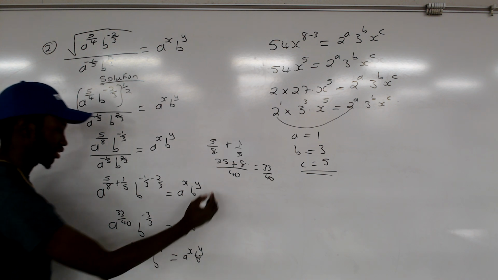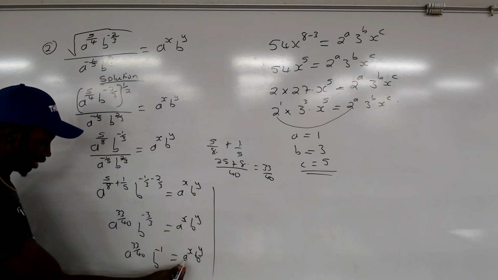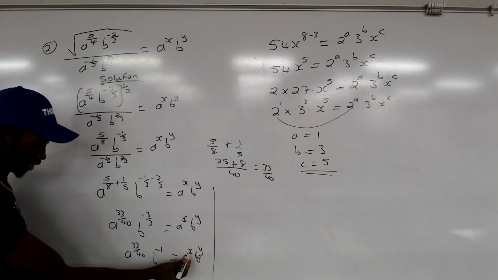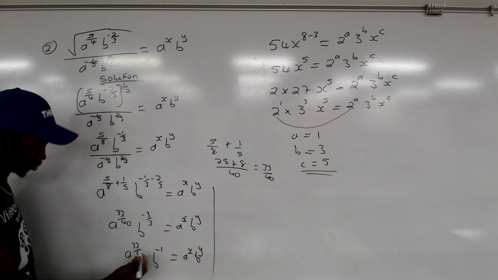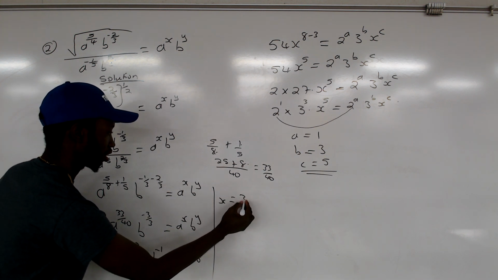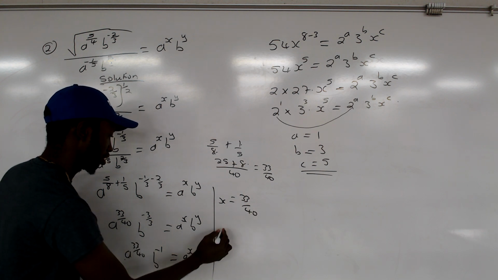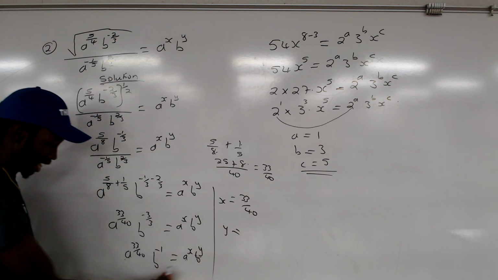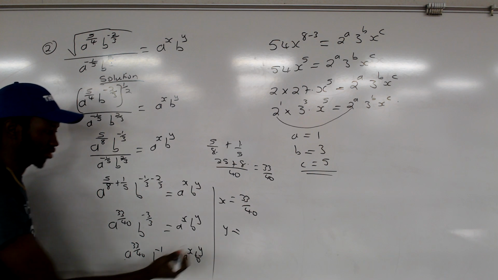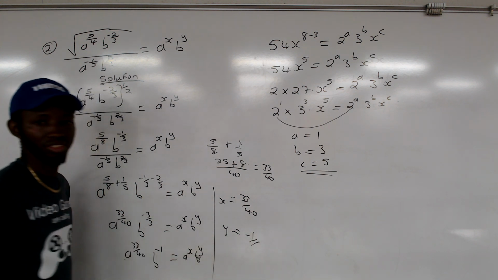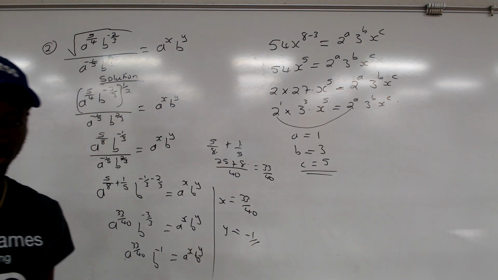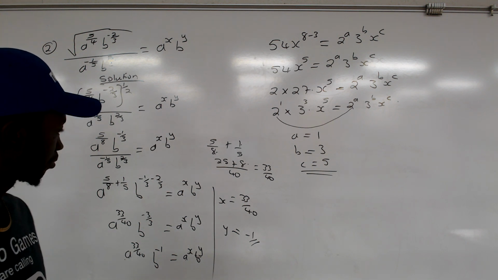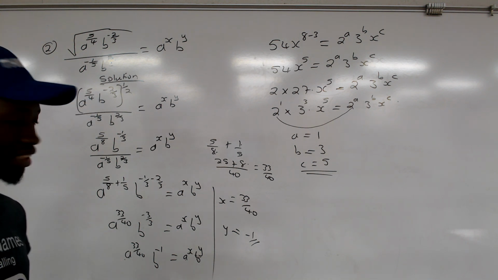In this case, if we compare a and a, the power of a here is x, so x equals 33 over 40. As we also compare b and b, the value of y is negative 1. So this is how we resolve this problem. x is 33 over 40, y is negative 1.